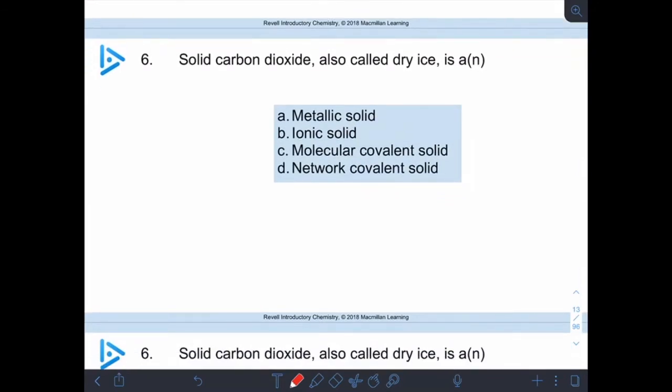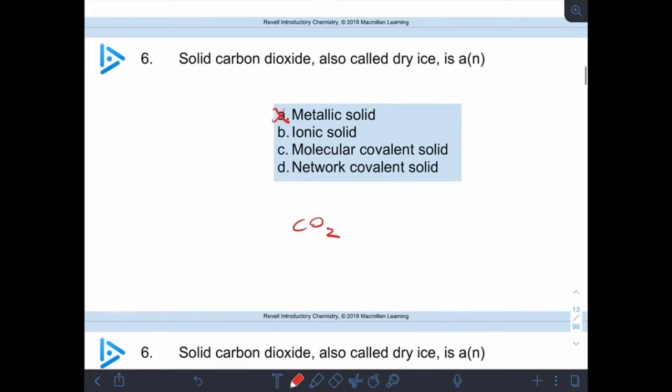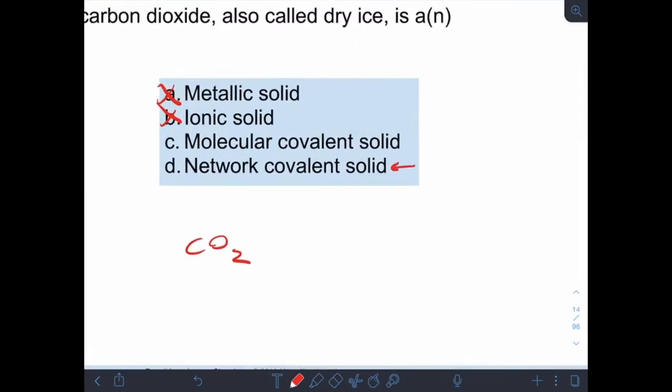Solid carbon dioxide, also called dry ice, has a formula that looks like this one. So are there any metals? The answer is no, so we can count out the first 2. Now the next question, molecular covalent or network covalent? Network covalent must be only one nonmetal. Okay? Here we have 2 different nonmetals. So it's a molecular covalent solid.